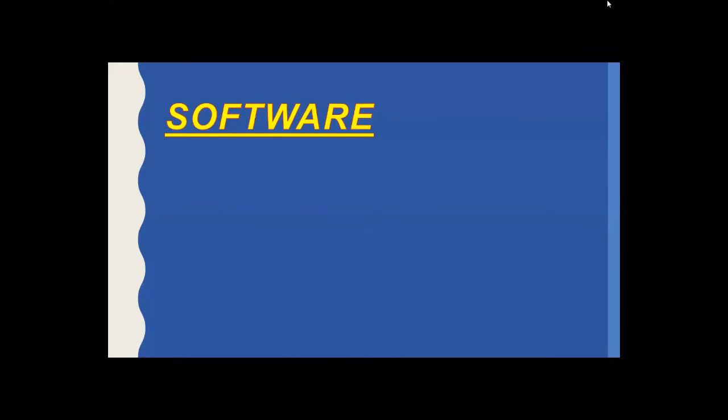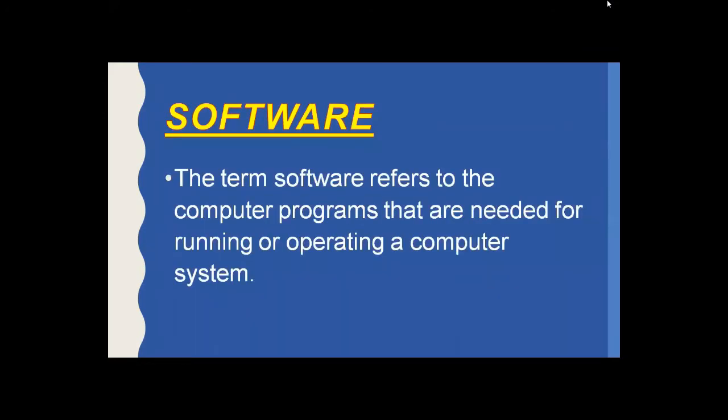What is software? The term software refers to the computer programs that are needed for running or operating a computer system. What does it mean? We have a term software, and what is software? Basically, software is a computer program. And why do we need software? We need software for running or operating a computer system. Software is a computer program which is needed for running or operating a computer system.